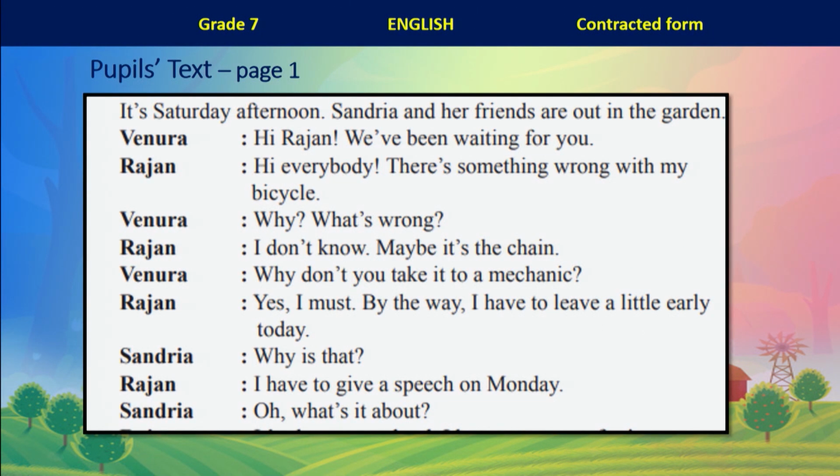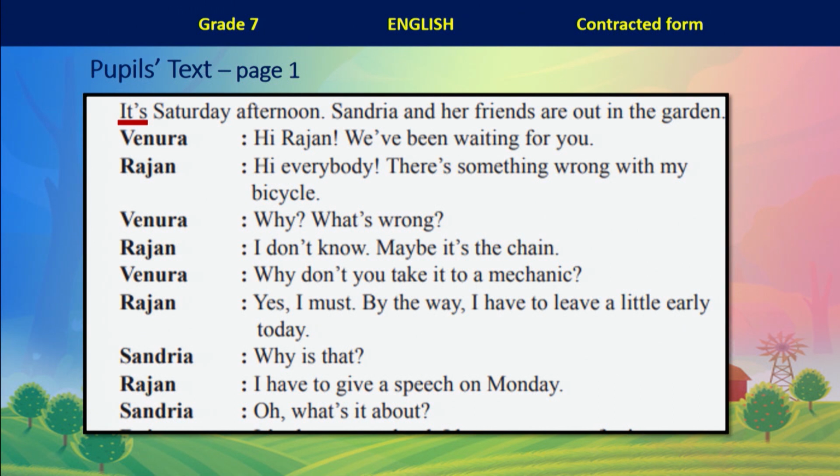Children, you find contractions in our textbook as well. So this is a page from your textbook, page 1. Let's see how contractions are used in the textbook. Let's read this. It's Saturday afternoon. Sandria and her friends are out in the garden. Miss Samadhi, will you please help me to read the dialogue?